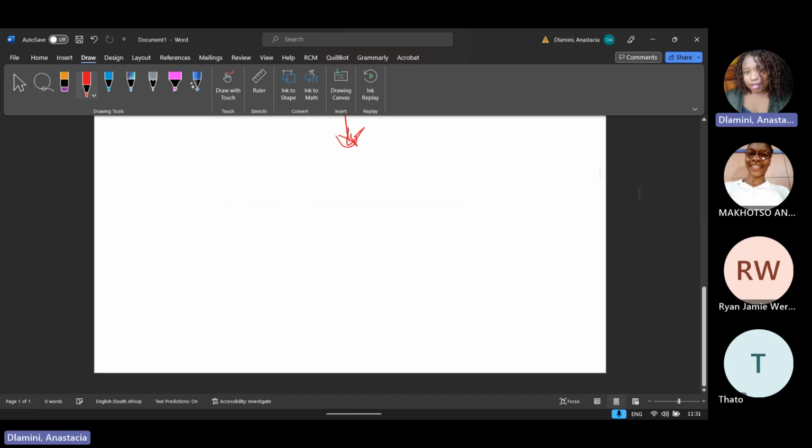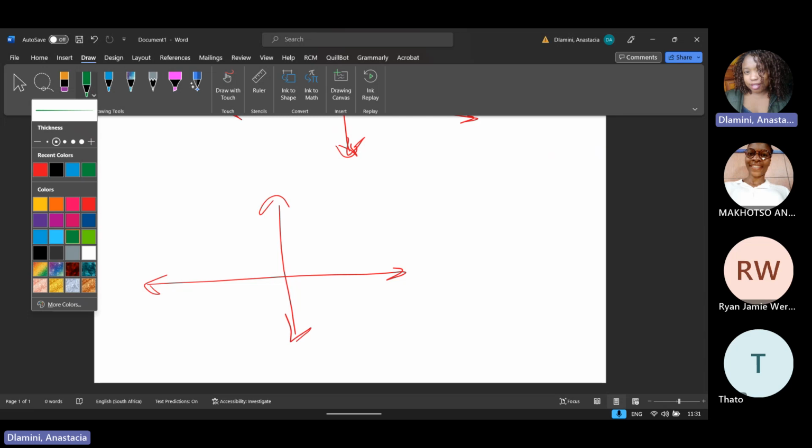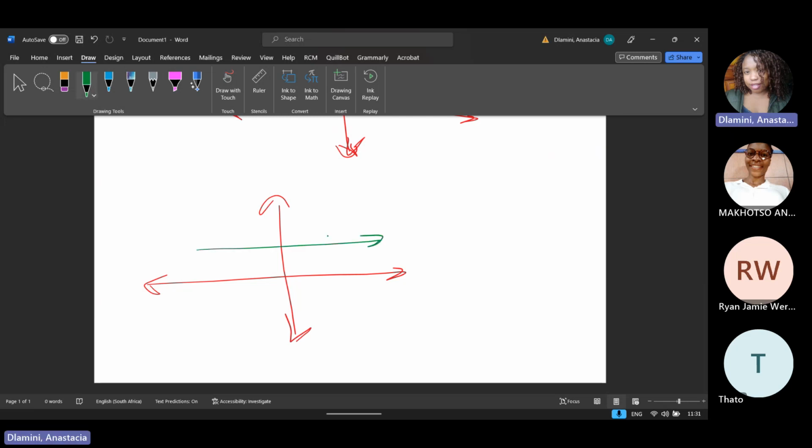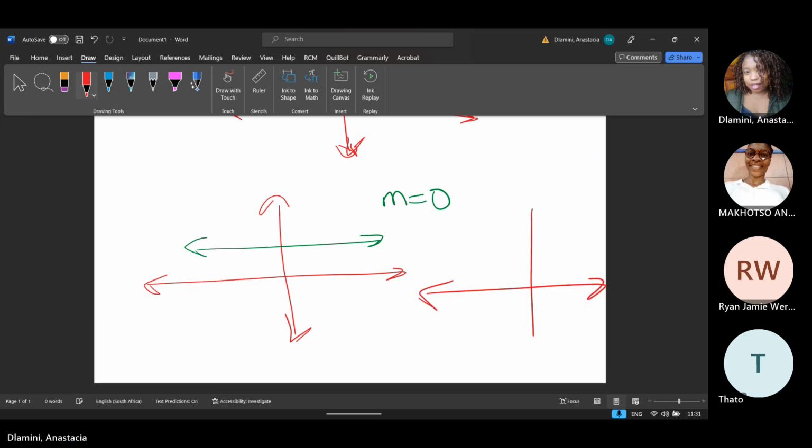So for 0 slope, it means we have a horizontal line. So a line that cuts the y-axis, something like this. So this is where m is equal to 0. Now, for no slope, it means that we have a vertical line. So it will look like this. A line that cuts the x-axis. That is no slope. So that is on page 107.